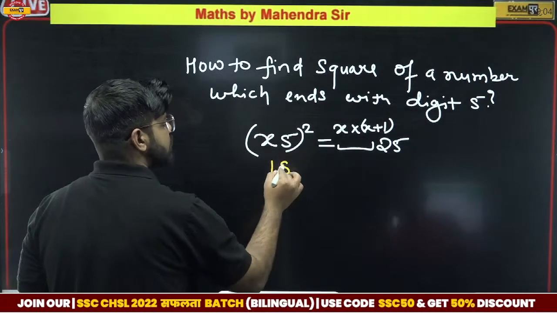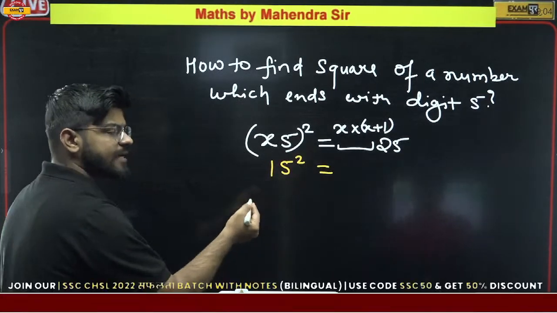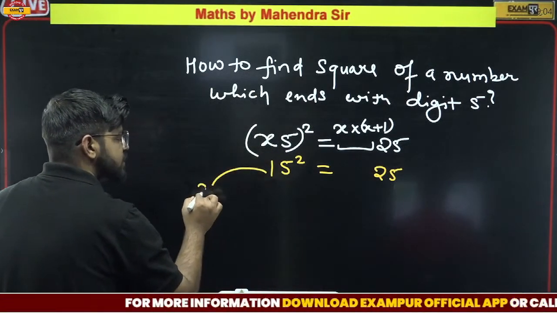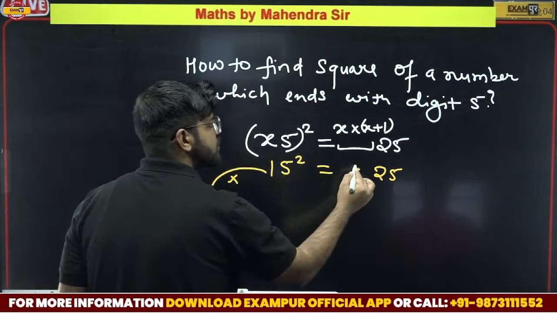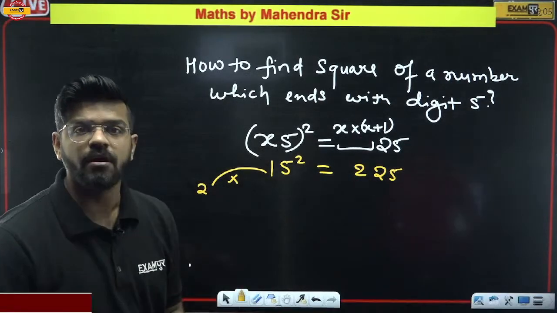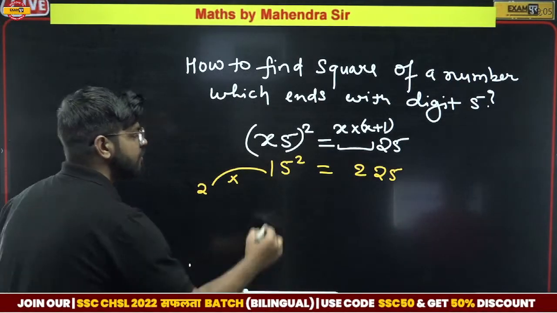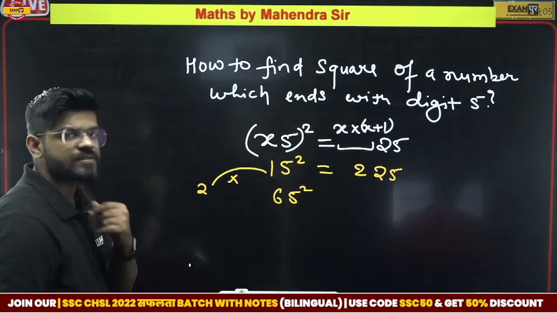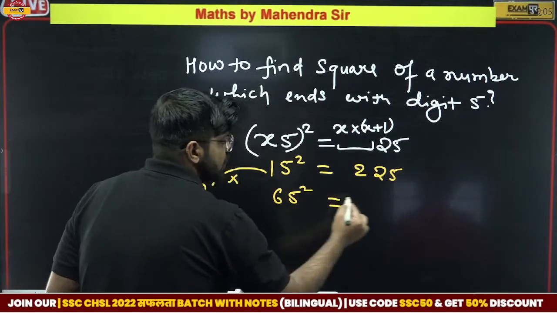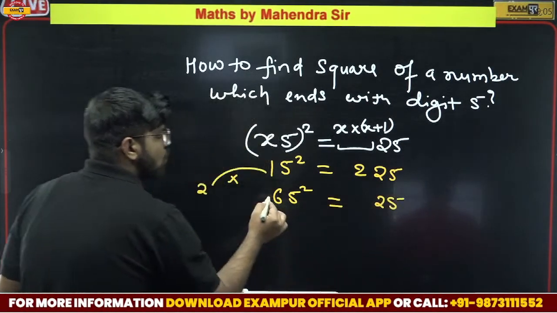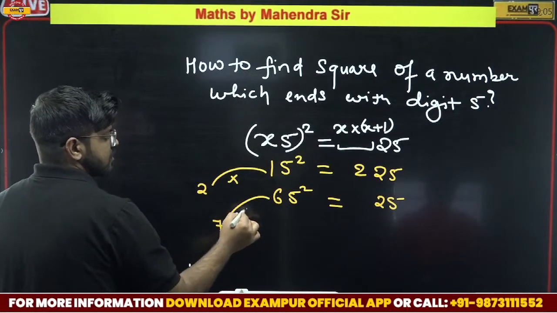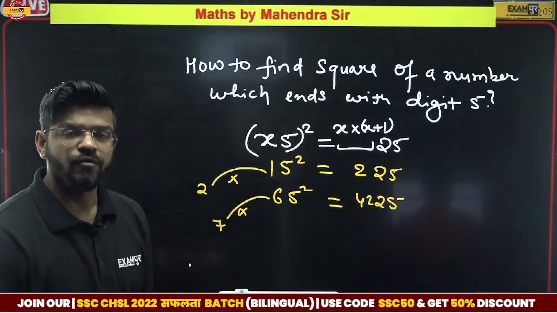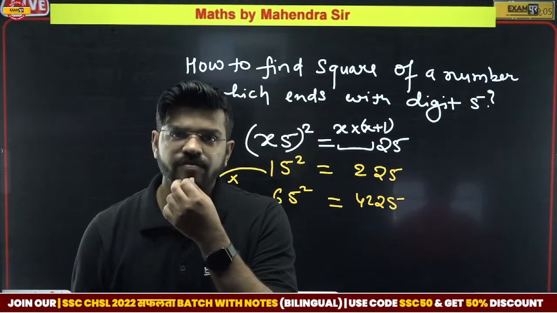Suppose we have to calculate the square of 15, how do we write it? We write 25, and what comes after 1? It is 2. So 2 into 1 is 2. So 225 is the square of 15. Very good. If we have to calculate the square of 65, 25 stays as it is. What comes after 6? That is 7. So 7 times 6 is 42. So 4225 is the square of 65.